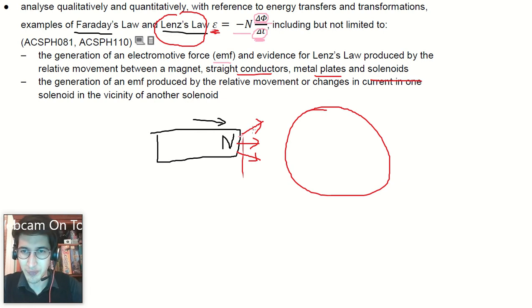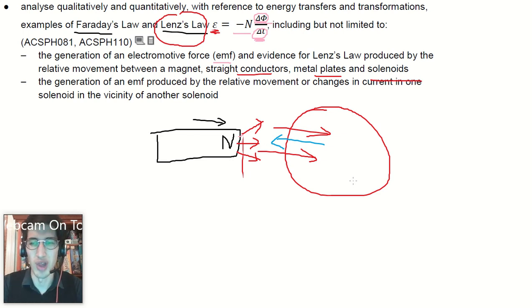So here we have a change in flux. There's not much flux going through the wire, and then as the magnet comes closer, there's going to be more flux going into the wire here. How can this conductor oppose that change? It can oppose it by creating its own lines of flux in the opposite direction, which will cancel out the original lines, making it more like what it was to start.